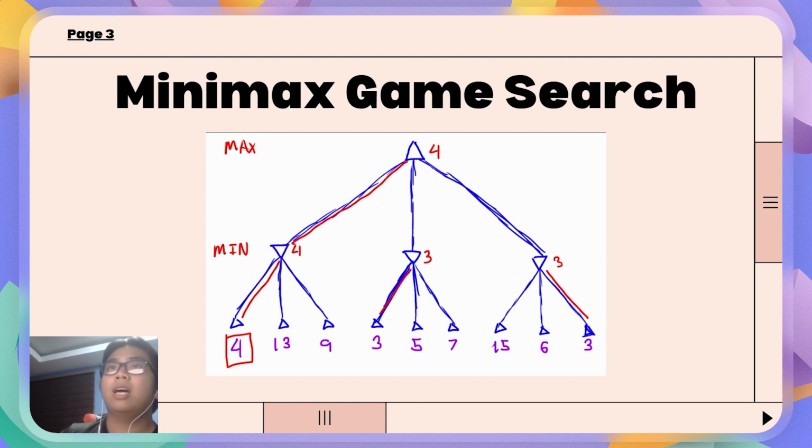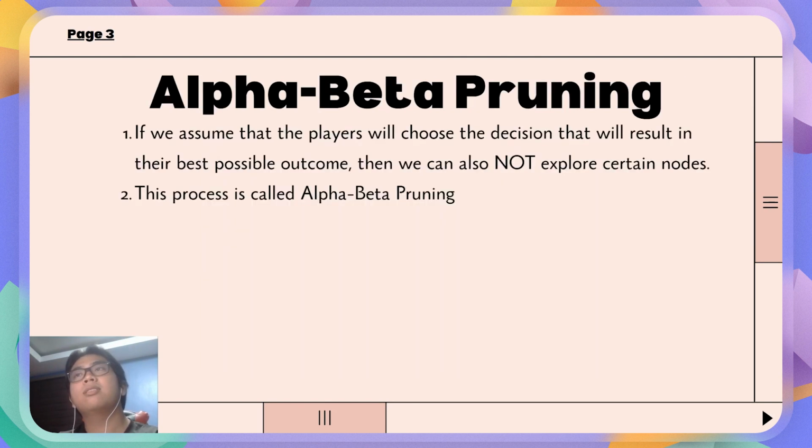So as we see here, we had to check each and every node for their values before determining the final state of the game. However, we do not need to do that, right? If we assume that the players will choose the best possible decision, then we can also not explore certain nodes. So this process is called alpha-beta pruning. This is done together with the minimax game search in order to make the minimax game search even more efficient by not checking other nodes at all.